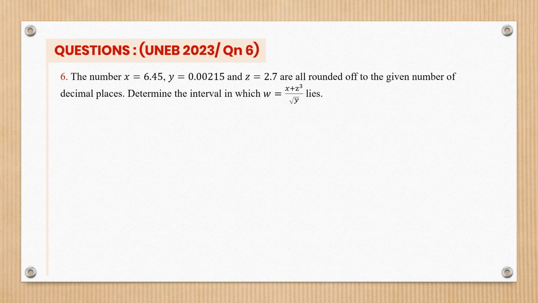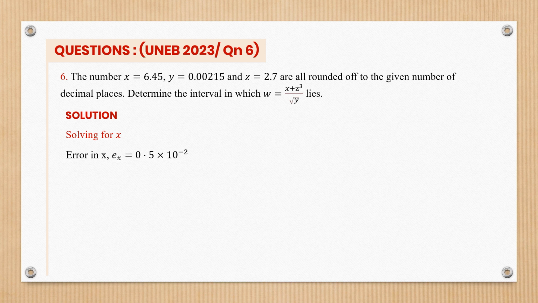Determine the interval in which w, equal to x plus z cubed over root of y, lies. Now in this case we can see that it's a quotient, but we don't have to worry about negatives because at the top we're simply adding. So we're just going to deal with positive quotients in this case. But to make it easier, we're going to first solve for x.